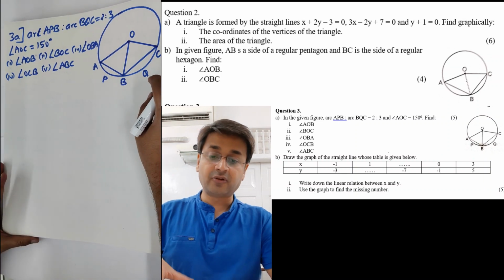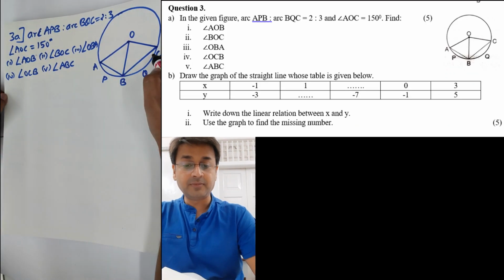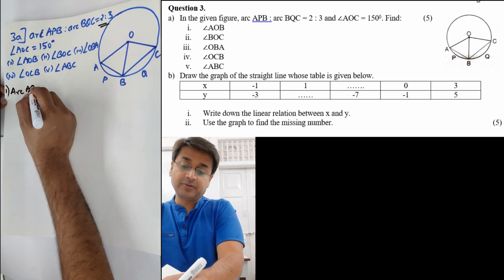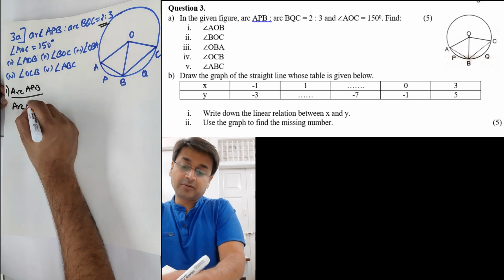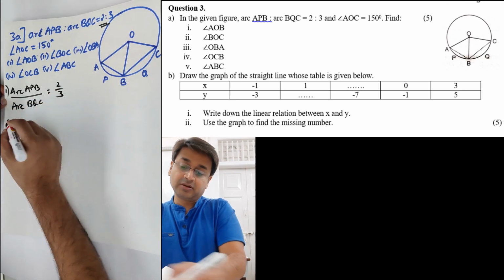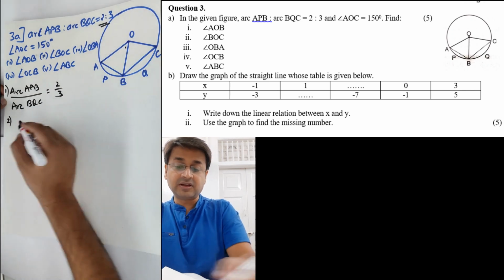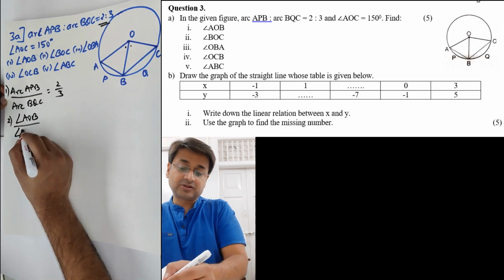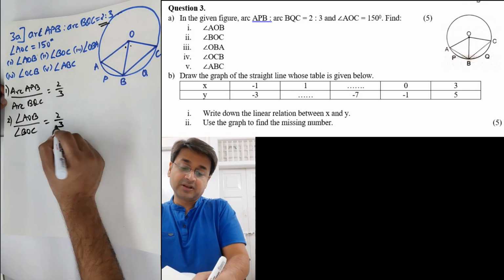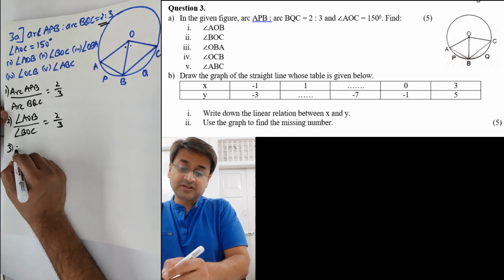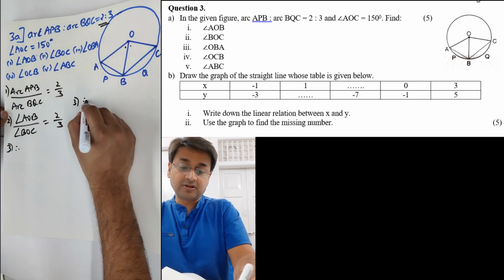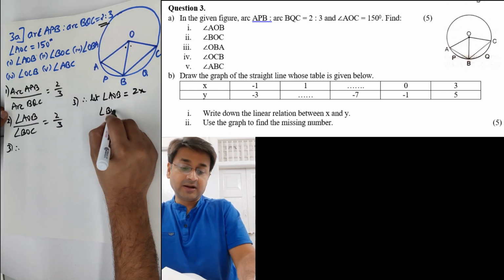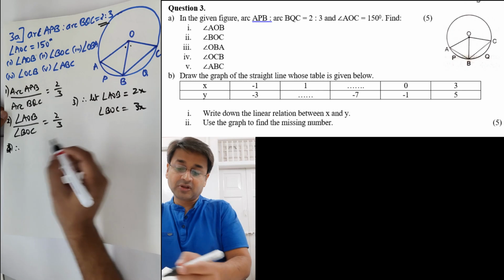Next one, 3a, again from circles. They say arc APB and BQC are in the ratio 2:3. So I shall say my step 1 as arc APB upon arc BQC as 2/3. Now arc APB basically corresponds to this angle, so angle AOB, and BQC corresponds to this angle, so angle BOC, are in the ratio 2:3. So then I shall say therefore, let angle AOB be 2x and BOC be 3x. So we got these.